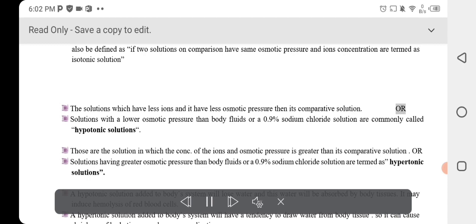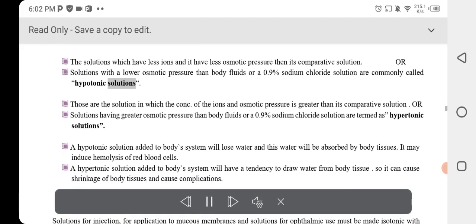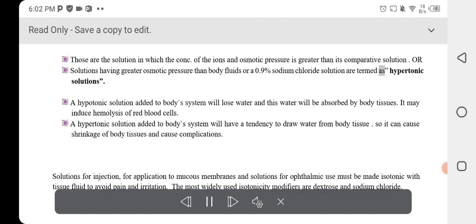Solutions with a lower osmotic pressure than body fluids or a 0.9% sodium chloride solution are commonly called hypotonic solutions. Those are the solutions in which the concentration of ions and osmotic pressure is greater than the comparative solution, or solutions having greater osmotic pressure than body fluids or a 0.9% sodium chloride solution, are termed hypertonic solutions.